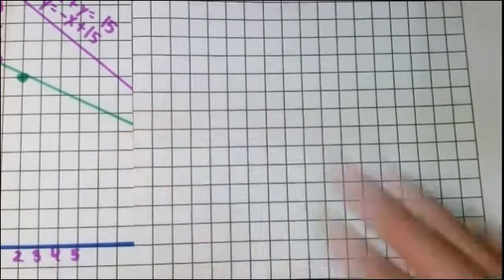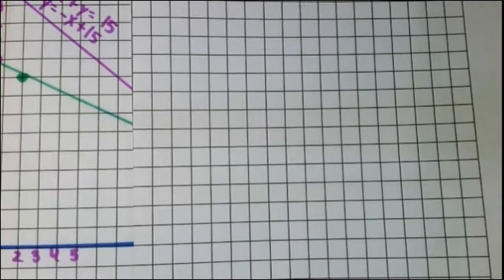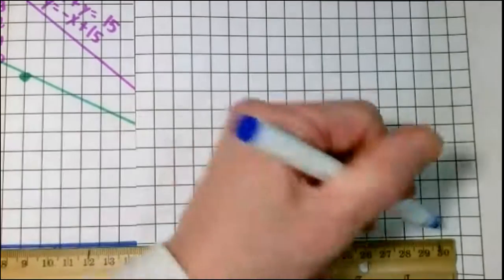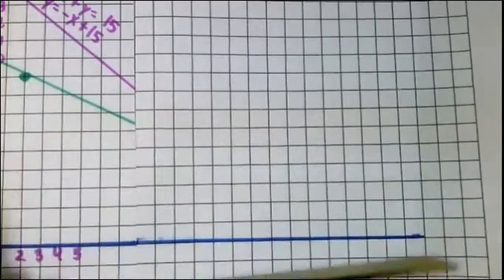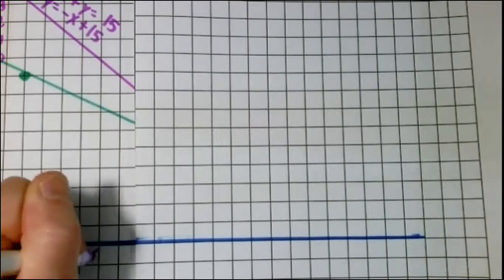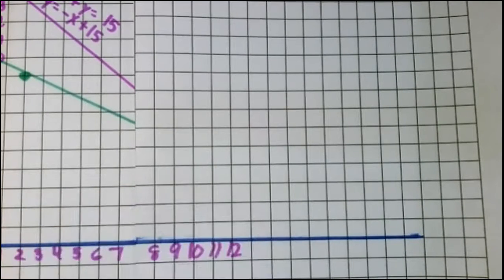All right, so let's extend our line a little further. Extend the whole thing here, actually. Keep going. Like that. So now we can keep adding numbers. 6, 7, 8, 9, 10, 11, 12, etc.